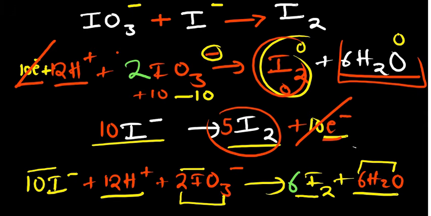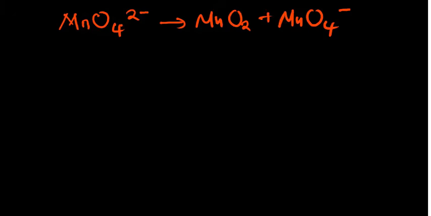And this is basically what the ion electron method is all about, also called the half reaction method. Just in summary, first of all, split the given reaction into half reactions, and then balance all the atoms other than oxygen and hydrogen. Then balance oxygen by adding water, balance hydrogen by adding hydrogen ions, balance the charges, balance the number of electrons, and then combine the half reactions.